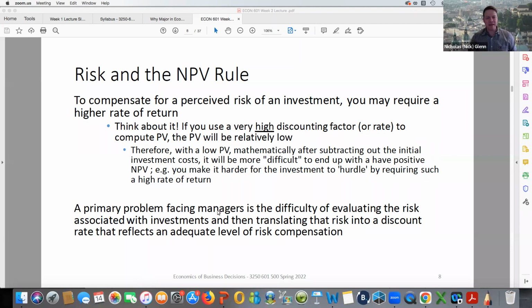And this is a big issue for managers, trying to evaluate the level of risk associated with any investment here, right? And then trying to translate that into this discount rate. This is a difficult thing to do, and not being able to do it well can cause projects to go bad, or the company to lose money as a result. So it's a big thing for managers to be able to evaluate this risk well. Some people do it better than others.